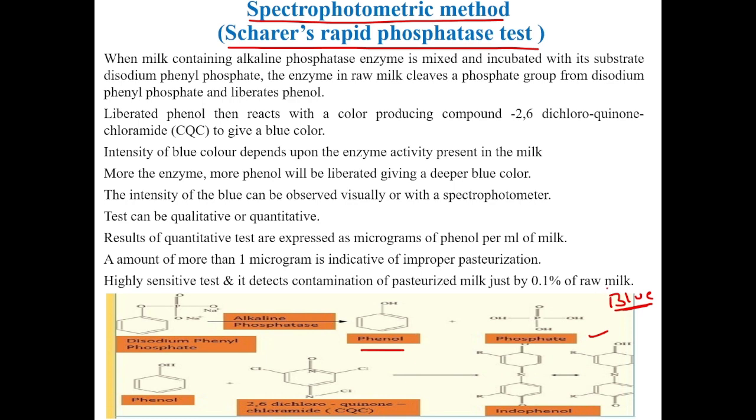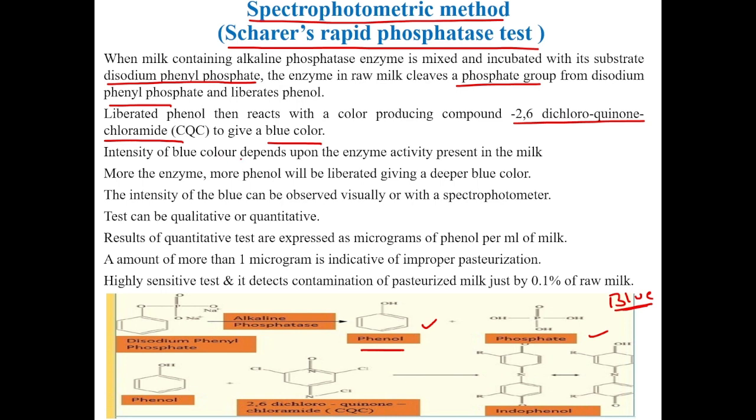So when milk containing alkaline phosphatase enzyme is mixed with the substrate disodium phenyl phosphate, the enzyme in raw milk cleaves a phosphate group from the disodium phenyl phosphate and liberates phenol. Here we have seen the phenol. Now the liberated phenol reacts with the color producing compound 2,6-dichloroquinone chloramide to give a blue color. So we will have the blue color, indophenol, the compound produced in the fluid, which has the blue color.